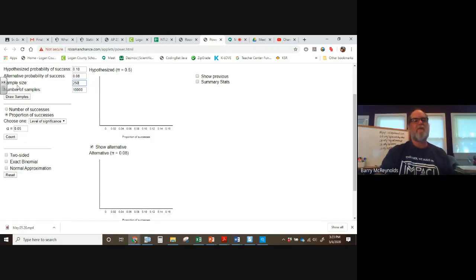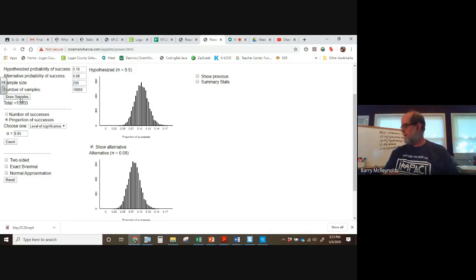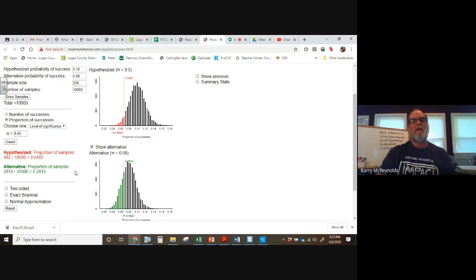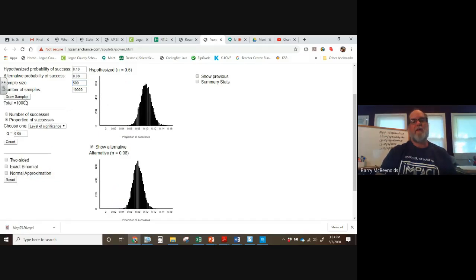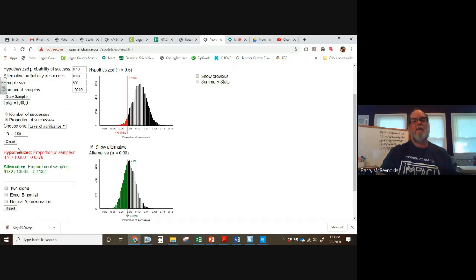I'm just going to pick 250. Now that means I have to redo my sample, and let's see what we get. Well, we improved. We got a power of about 0.28, so we're roughly halfway there. So if 250 gets us halfway there, let's see what 500 gets us. We'll redo our sampling, and in this case we've got a power of about 0.41.